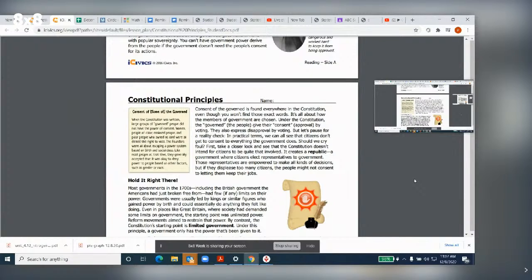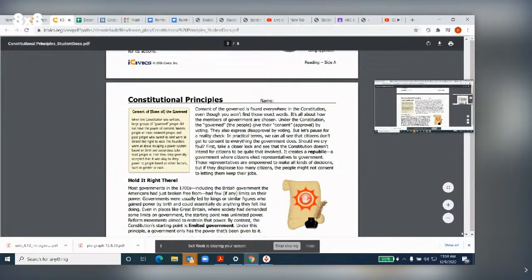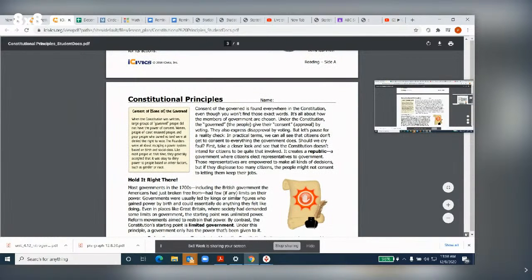So it says most governments in the 1700s, including the British government the Americans had just broken free from, had few, if any, limits on their power. Governments were usually led by kings or similar figures who gained power by birth and could essentially do anything they felt like doing. Even in places like Great Britain, where society had demanded some limits on government, the starting point was unlimited power. Reform movements aimed to restrain that power. By contrast, the Constitution's starting point is limited government. Under this principle, a government only has the power that's been given to it.